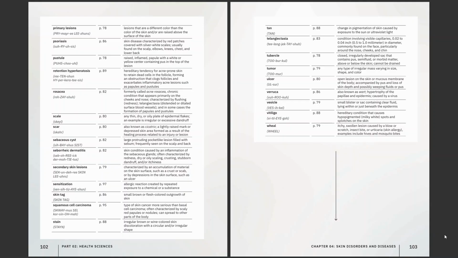Verruca, also known as a wart, hypertrophy of the papillae and epidermis caused by a virus. Vesicle, small blister or sac containing clear fluid, lying within or just beneath the epidermis. Vitiligo, hereditary condition that causes hypopigmentation, milky white spots and splotches on the skin. Wheal, itchy, swollen lesion caused by a blow or scratch.